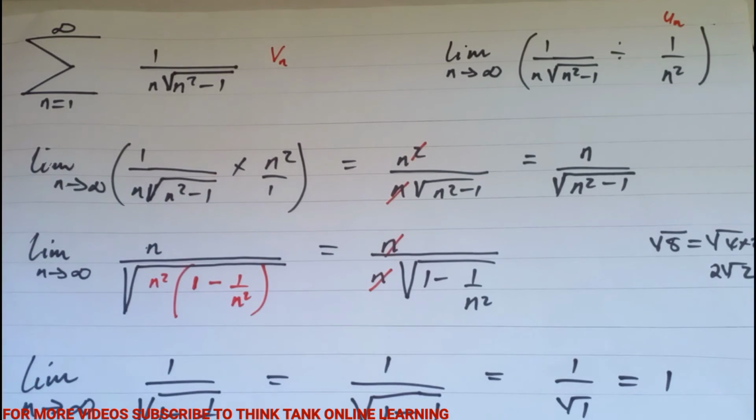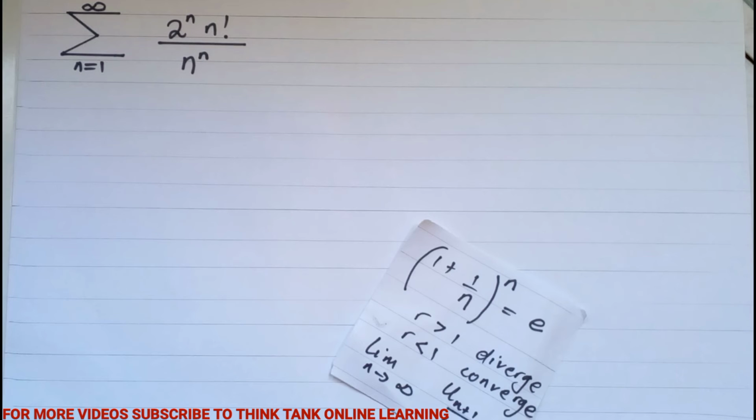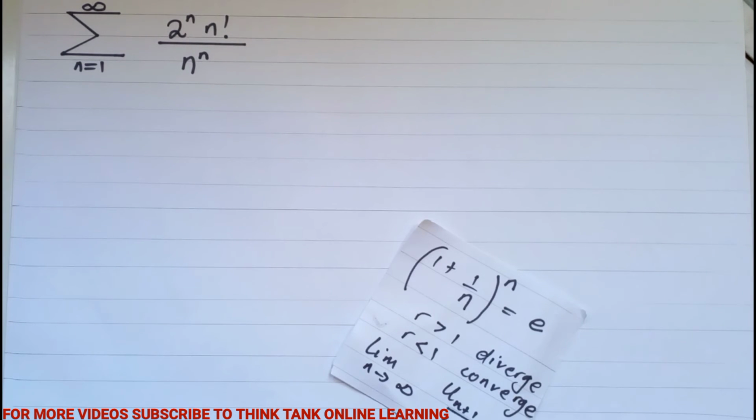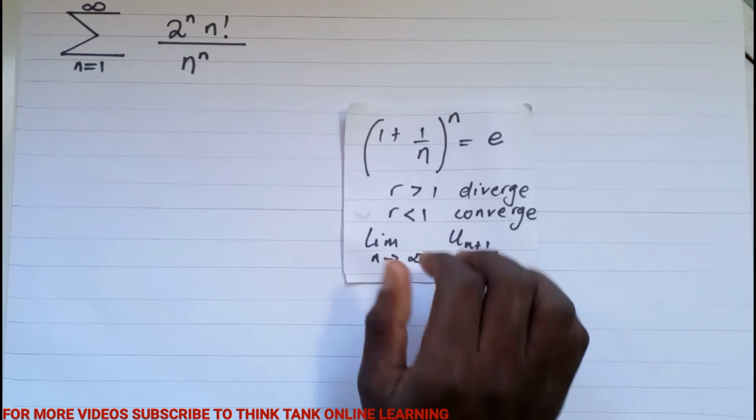Going to the next question. Given a series, we want to prove whether it diverges or converges. Given we have a combination of powers and factorials, I think it will be difficult to use the nth root test. What I'm going to use is the ratio test.